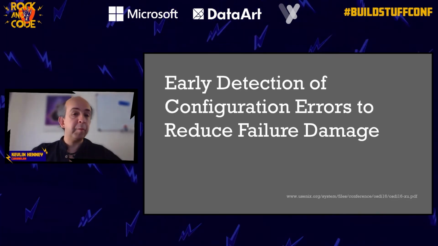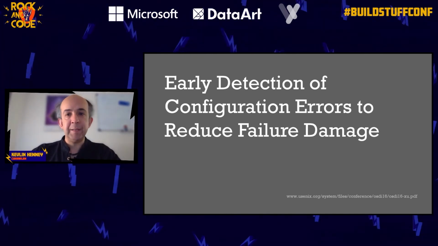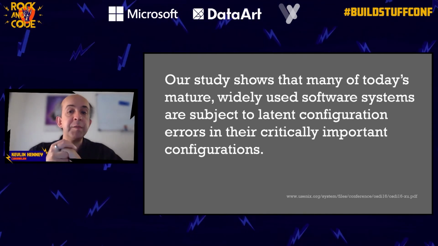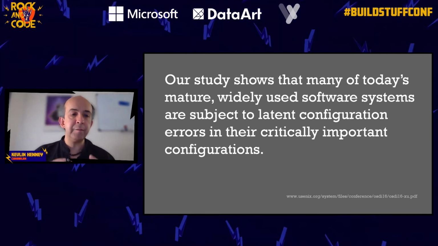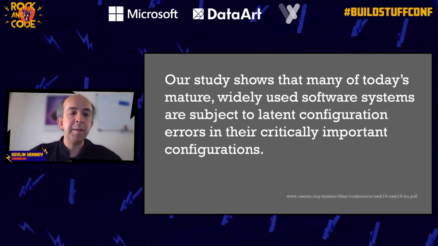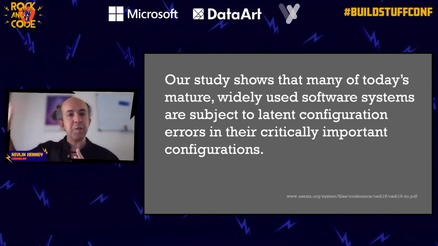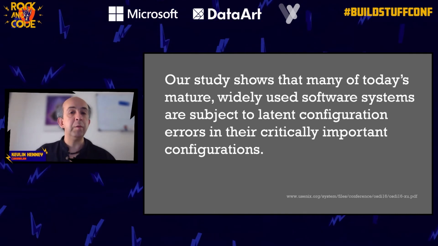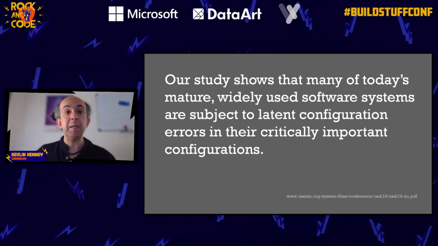Another paper from around 2016, on early detection of configuration errors to reduce failure damage: our study shows many of today's mature, widely used software systems are subject to latent configuration errors in their critically important configurations. We don't test this. We regard configuration as something that is not to do with our code. It merely helps how something runs. No, it defines how it runs. It is part of your code.